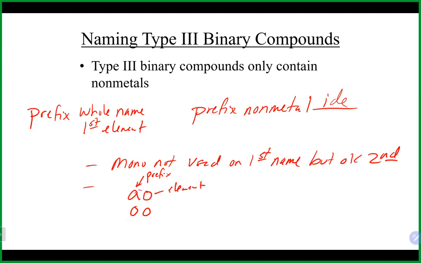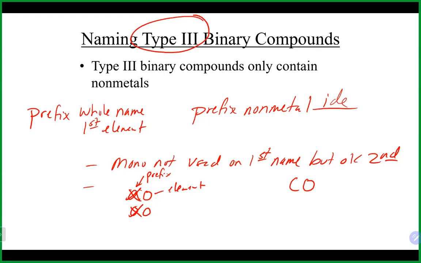So typically we cancel out the vowel at the end of the prefix, and just roll with the first letter of the element to bridge the prefix and the name. One example that will cover both of these is something like CO. C is carbon, which is a nonmetal. O is oxygen, which is a nonmetal. As soon as you see those two nonmetals together, that should tell you it is a type 3 situation, and we should be using prefixes.